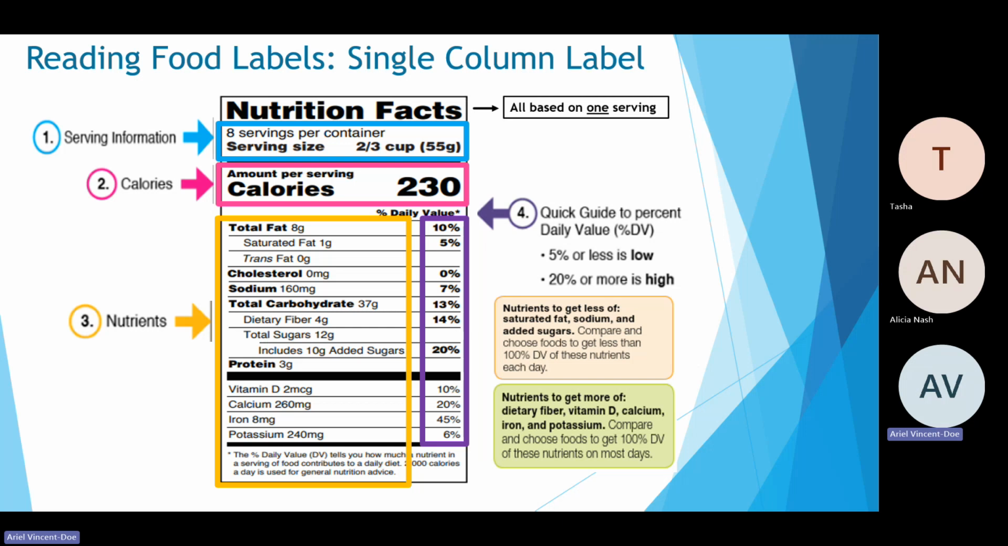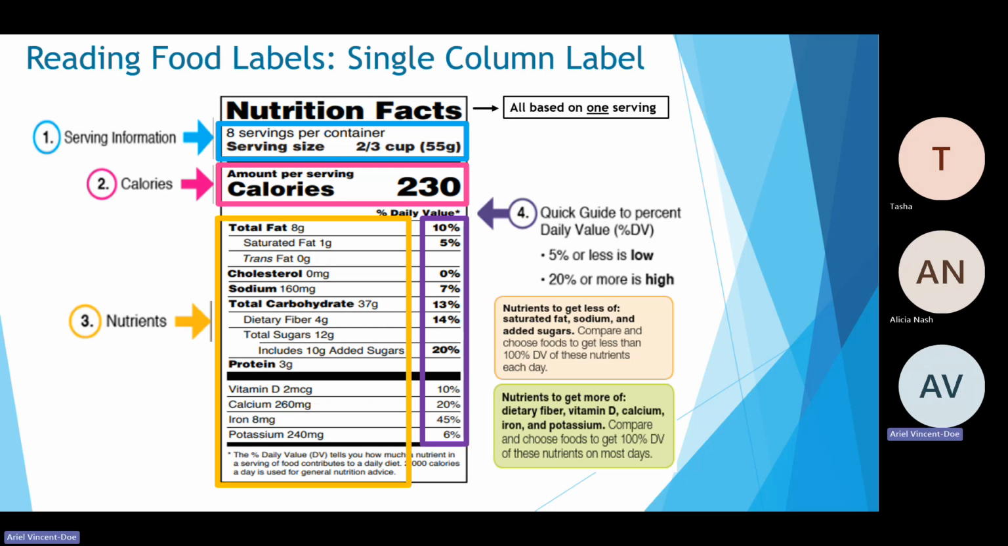So here, let's say if we're looking at this food label that's on the screen now, it is 2/3 cup, but if you had double that, then you would double everything else. So if you have 230 calories per 2/3 cup and you doubled that, then you have to double the calories. So it's very important to first look at the serving information before you even move down to the calories, the nutrients, and the percent daily value. So that's the first thing that you are going to look at whenever you're looking at the food label.